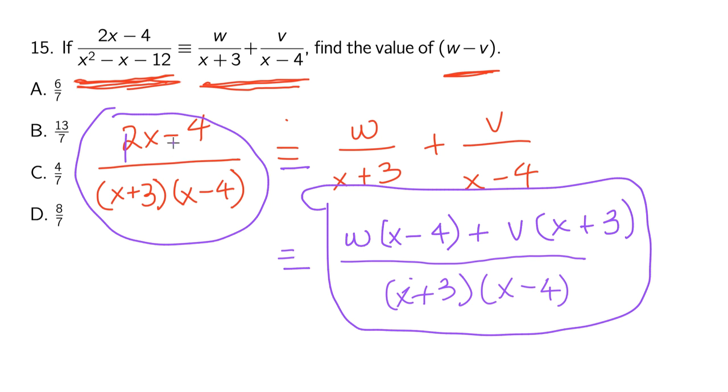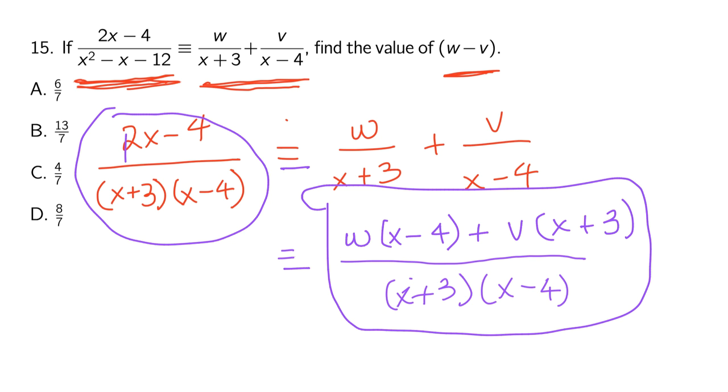And so writing it this way, it means that if the denominators are equal, then the numerators also must be equal. And when you write that, you're going to get 2x minus 4 equals what you have in the numerator here, and then you can go ahead and substitute convenient values for x and see what you get for w and v, and that's going to give you your result.